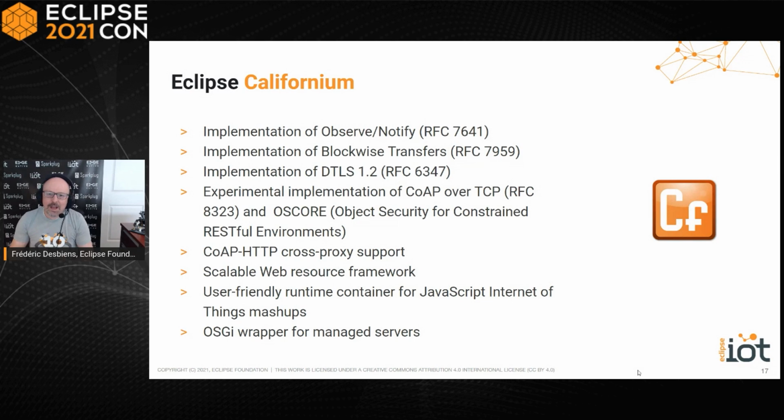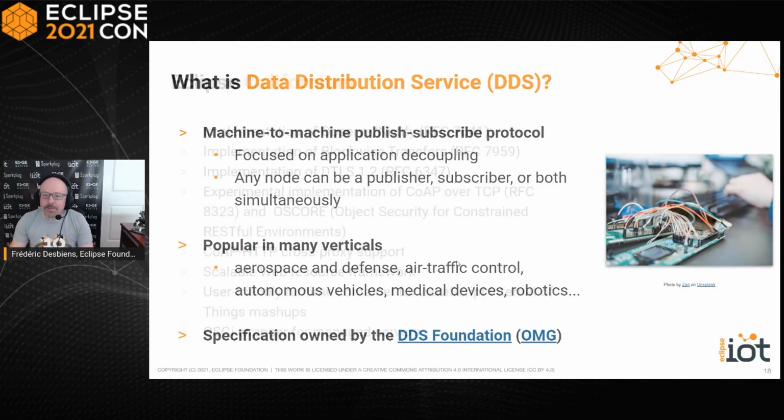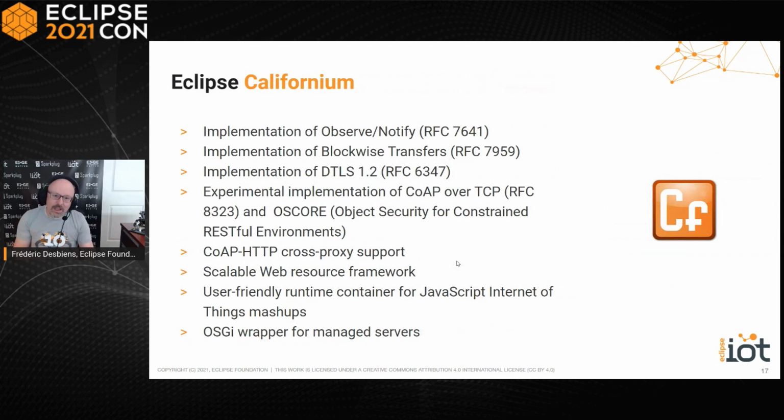So Eclipse Californium as a CoAP implementation implements a whole slew of features that are documented in additional RFCs. And as a reference, I put that on the slide. One interesting thing is that there's even CoAP to HTTP cross-proxy support in there. So you can bridge HTTP and CoAP environments together without any problem. Californium, by the way, is both a client implementation and a server implementation, so you can use it in either mode, and it's fully in Java.